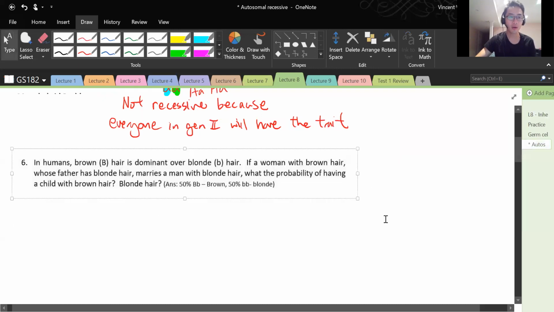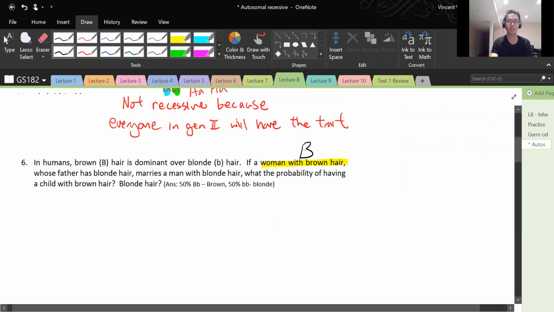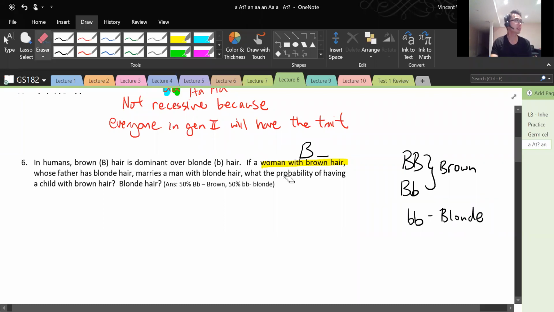In humans, brown hair is dominant over blonde hair. If a woman with brown hair whose father has blonde hair marries a man with blonde hair. So let's take a look at this situation. The woman with brown hair, since brown hair is dominant over blonde, so we know the woman is going to have one big B. But is she big B, big B, or big B, small b? Both of these are brown hair, and small b is the blonde hair. So how do I know if the woman is big B, big B or big B, small b?